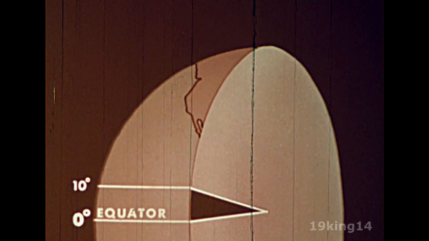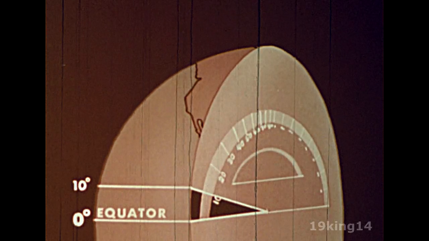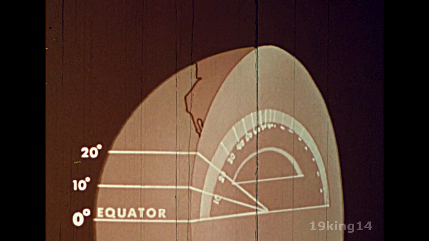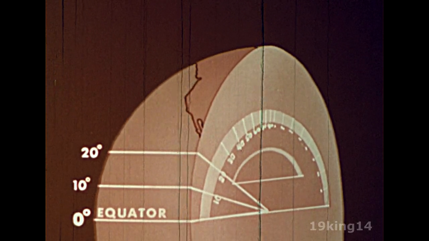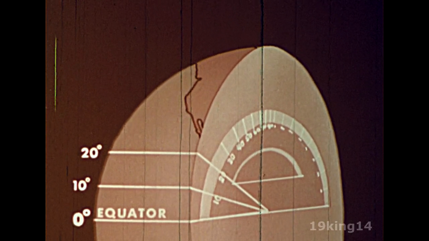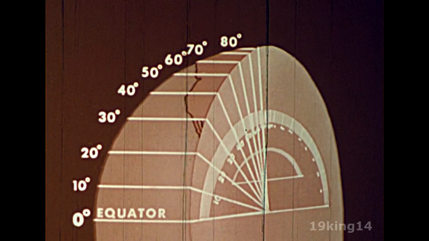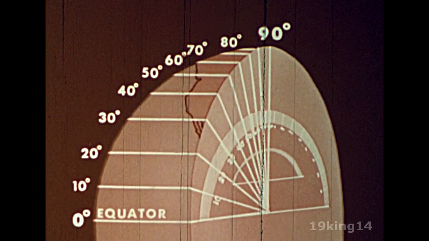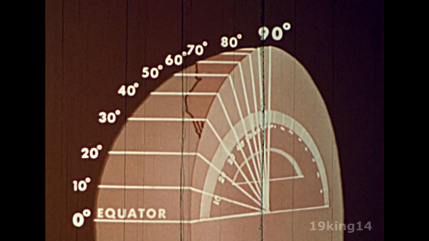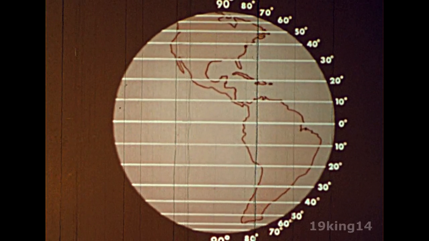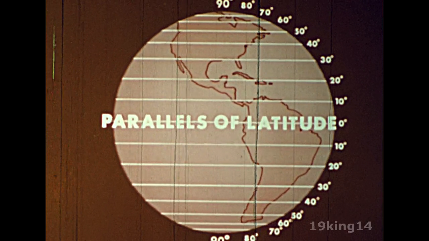To see what this means, we'll cut away a great circle that passes through the poles. The angle between the equator and the circle marked 10 degrees measures 10 degrees. 20 degrees north of the equator, we can draw another circle. All places on this circle are at 20 degrees north latitude. We can draw circles every 10 degrees north of the equator until at the North Pole we reach 90 degrees north latitude. We can mark off circles in the same way south of the equator. We call all these circles parallels of latitude.